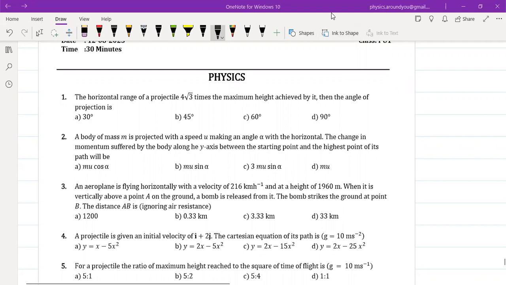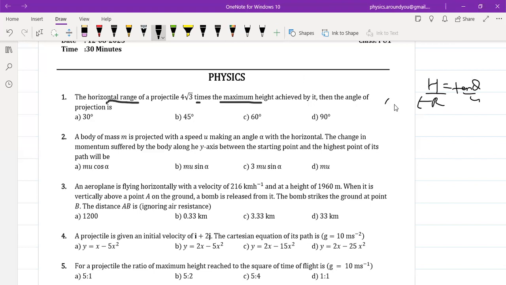So here we begin. The very first question: horizontal range is 4 root 3 times the maximum height. Wherever and whenever you see the wording between range and height in projectile motion, we always go with h by r equal to tan theta by 4. Now you put the range as 4 root 3 times h. The heights cancel on both sides, the 4s cancel on both sides, and we have tan theta to be 1 by root 3. So tan of what angle is 1 by root 3? We ask ourselves and we get the solution as 30 degrees. Here we go. Next one.